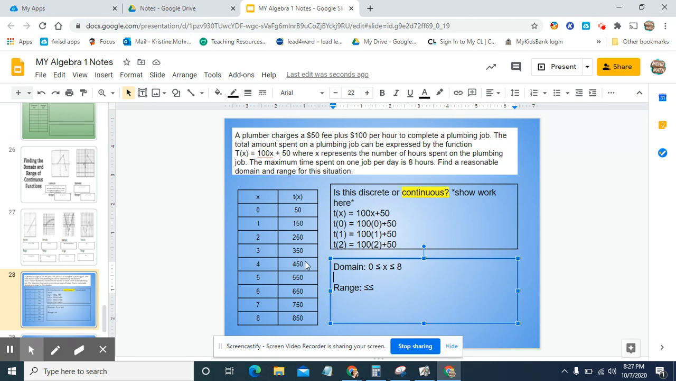Our range is for our y value. So we're going to do the same thing. Our smallest y value to our biggest y value. Well, our smallest is 50, and our largest is 850. And we know we're working with y, so we put y in the middle. So this one, again, it was continuous because it's saying he can work any set of hours or any fraction or decimal set of the hour. It doesn't have to be a whole hour that he's on the job. And so that made it continuous, which is how we wrote our domain and range here.